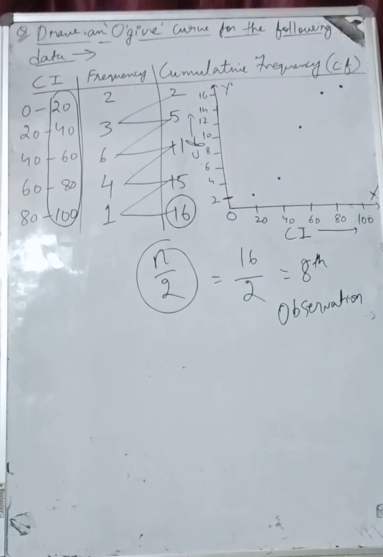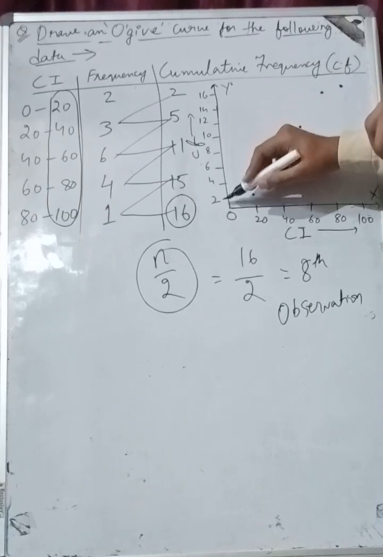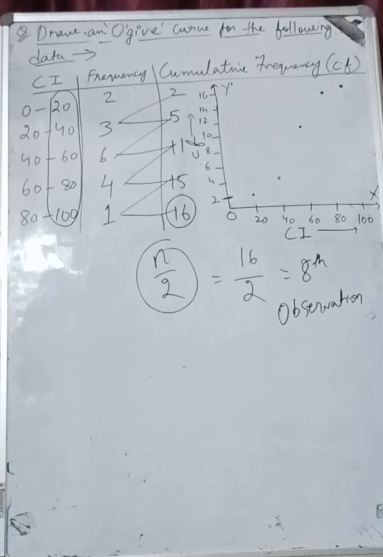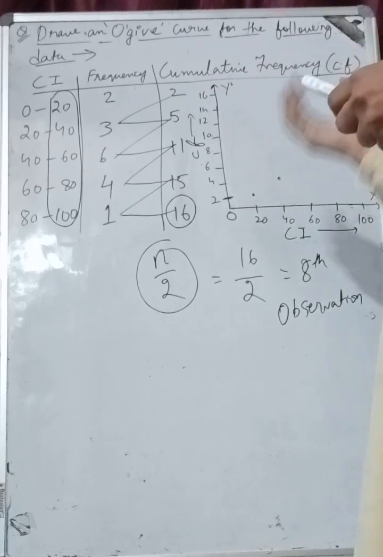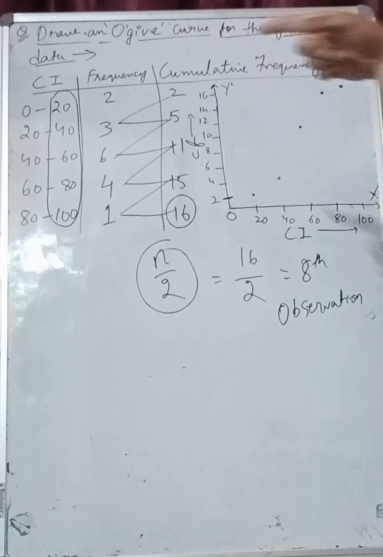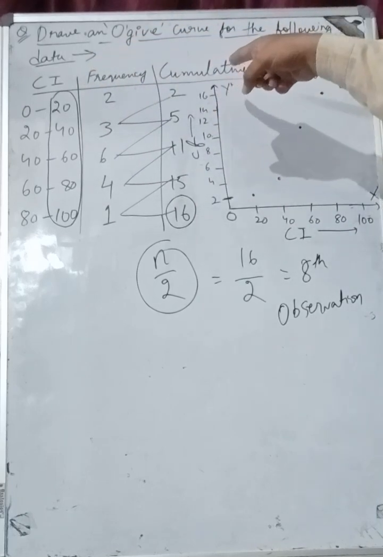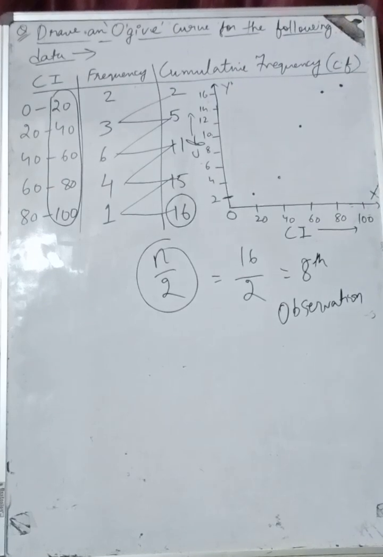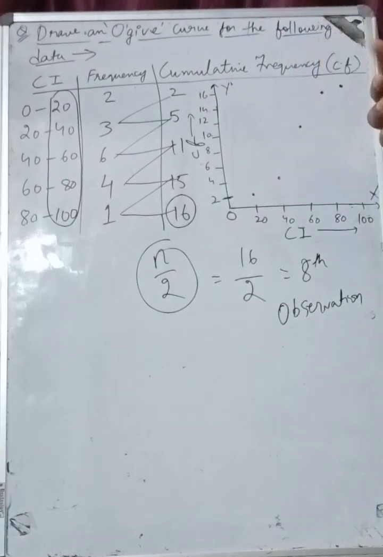At a difference of 2, we will be taking the cumulative frequency 2, 4, 6, 8, 10, 12, 14, and the last value 16. Now we will notice the corresponding value of class interval according to the cumulative frequency, and you have to make the dots over here. Let me explain this.